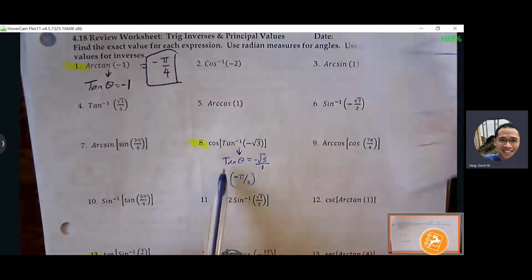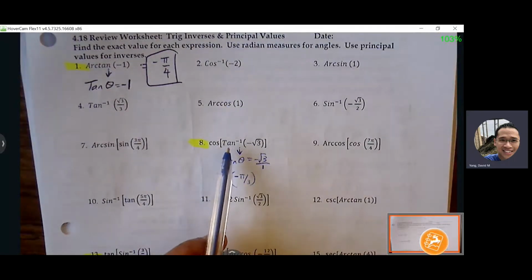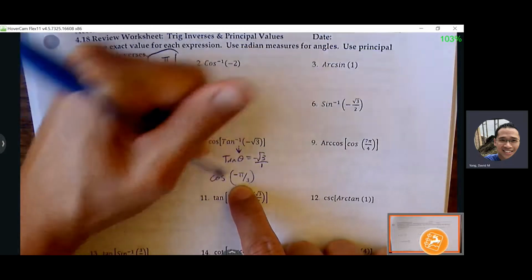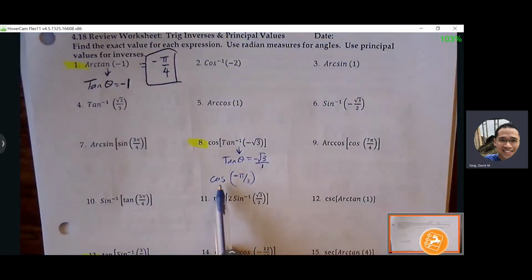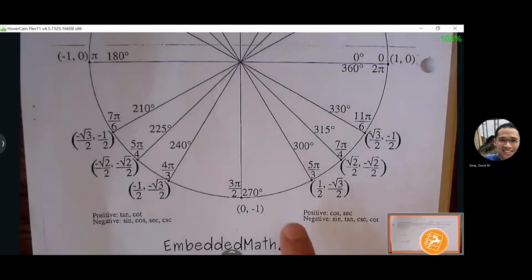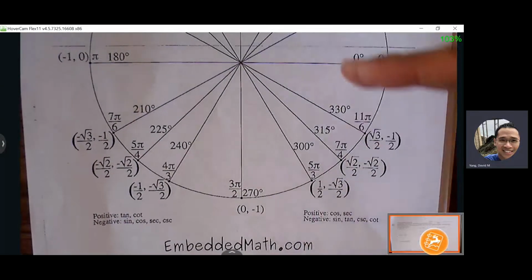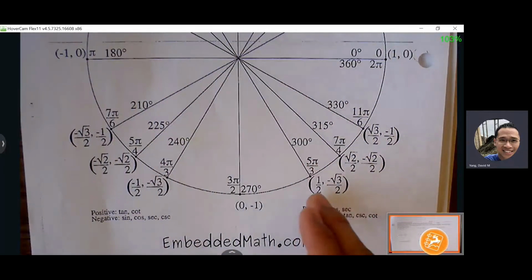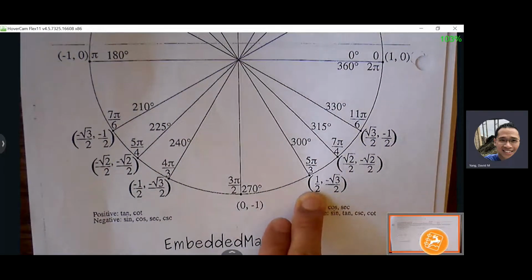Now, careful, we're not done yet. That only figures out that bracket. We still have to turn around and ask, what is cosine of -pi over 3? Two-step process here. So look at your unit circle. What's cosine of -pi over 3? Yep. Going pi over 3 in this direction lands me in 5 pi over 3, right? 1/2.